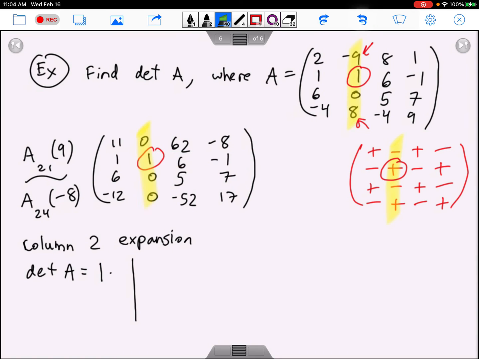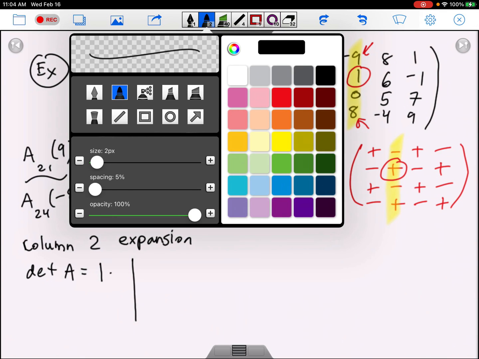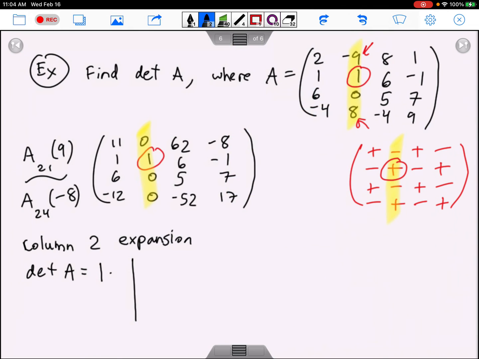So we're left with 11, 6, negative 12, 62, 5, negative 52, negative 8, 7, 17.